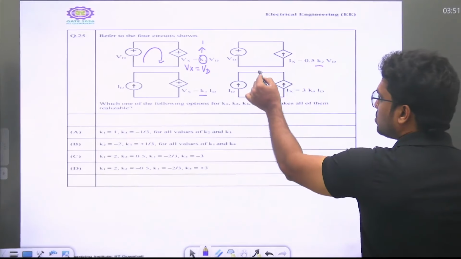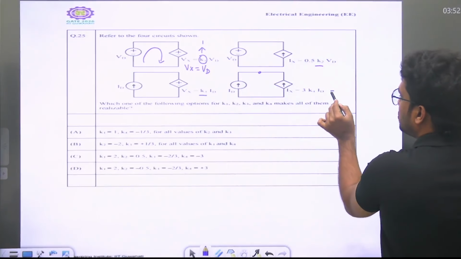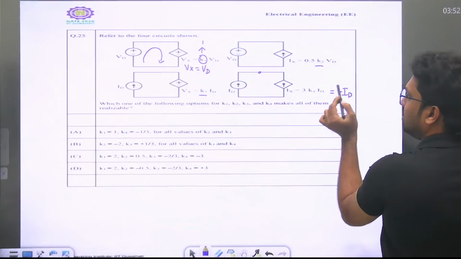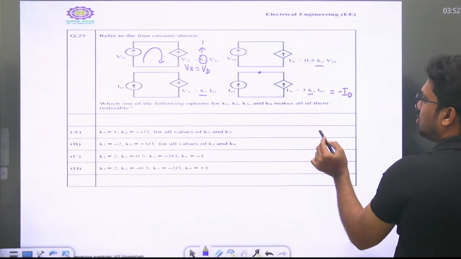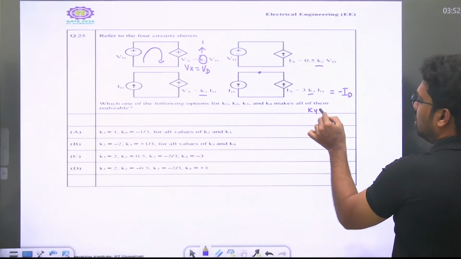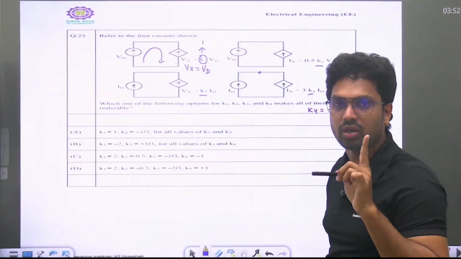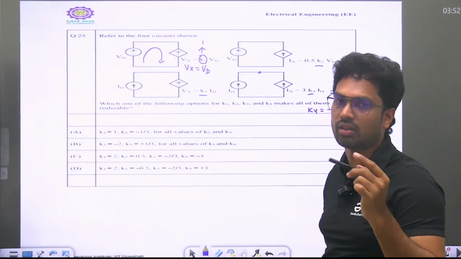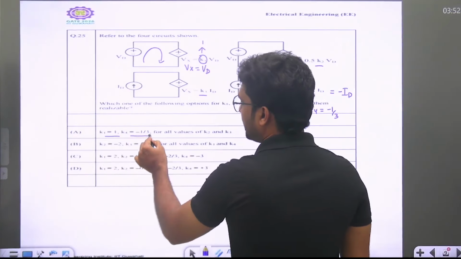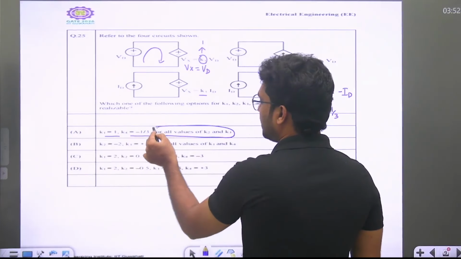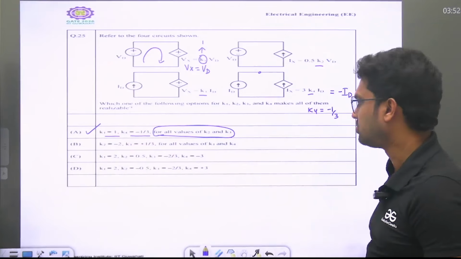But here, two current sources are in parallel. The current entering should be equal to the current leaving. So this should be equal to minus AD by KCL. Otherwise, KCL will be violated. So my K4 must be equal to minus 1 by 3. So K1 should be equal to 1, K4 equal to minus 1 by 3. The rest, K2, K3, can be any value. K2 and K3 can be any values.